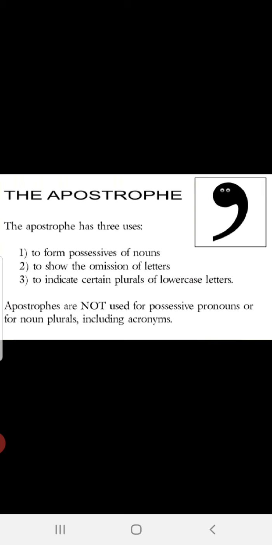Apostrophes are not used for possessive pronouns or for noun plurals including acronyms. Apostrophes are not used for possessive pronouns. If you understand this, it's enough. Mine, my, these are possessive pronouns. After these, no apostrophe is used. The same for noun plurals including acronyms. It is not used after noun plurals either.